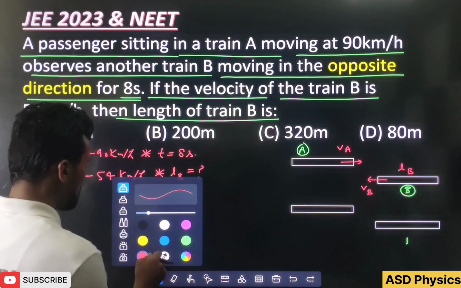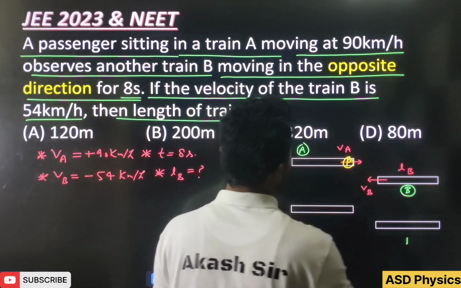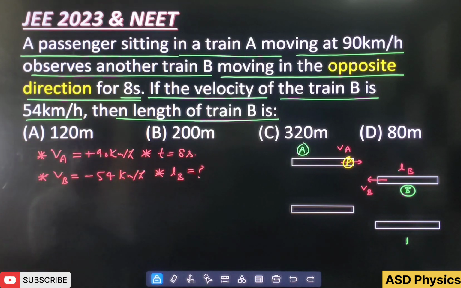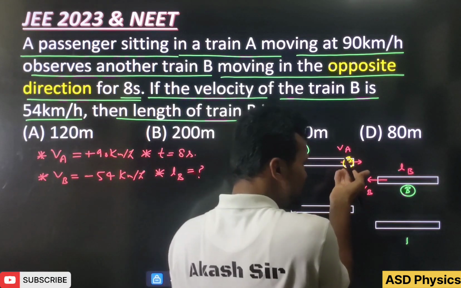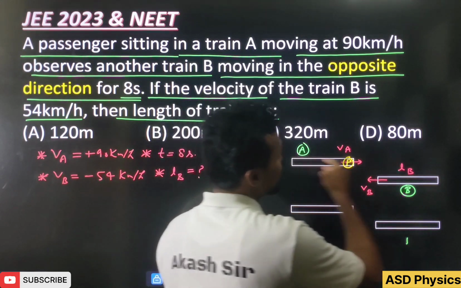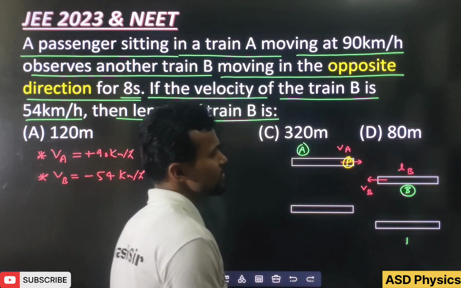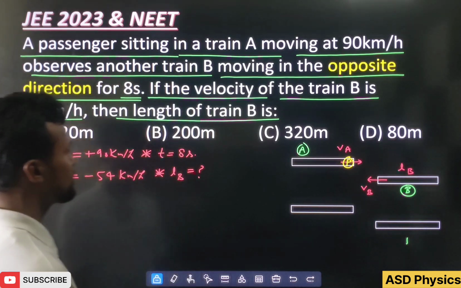Now let's take that there is a passenger in train A. We can say the driver is also a passenger, because he is also in the train. Train B is crossing him, and we want to know the length of train B. Anyhow, we'll stop train B.